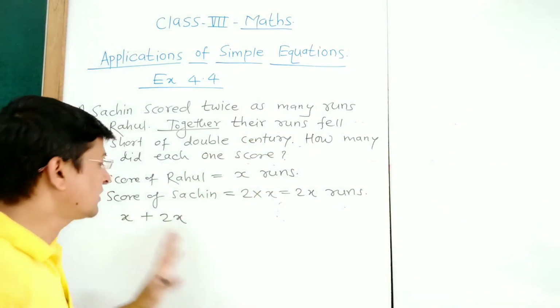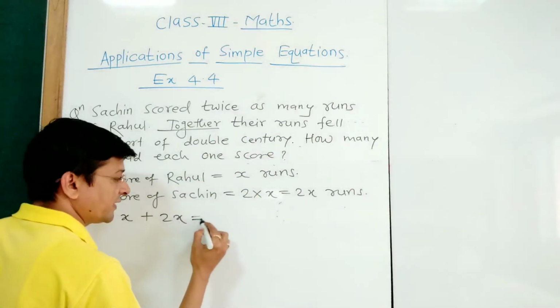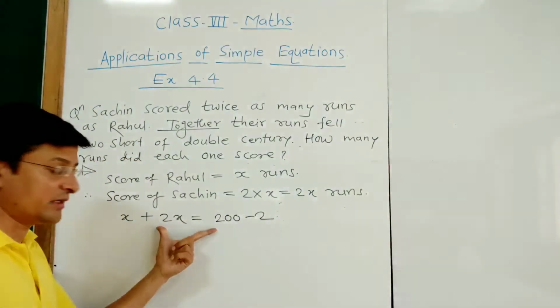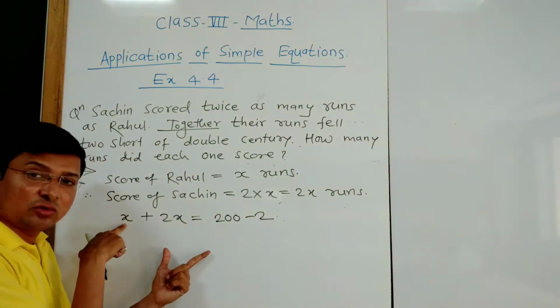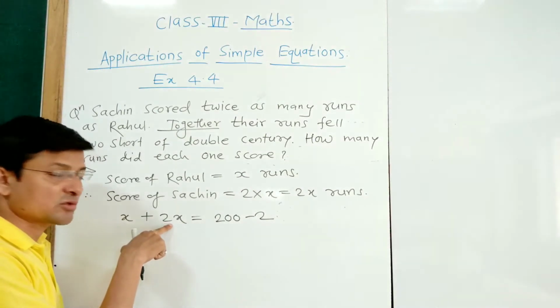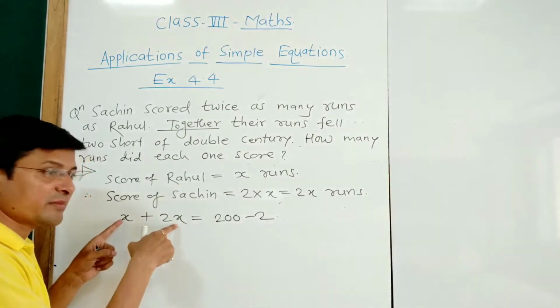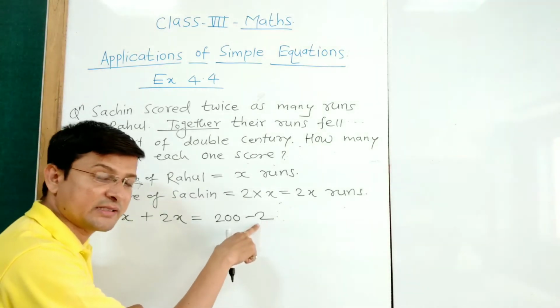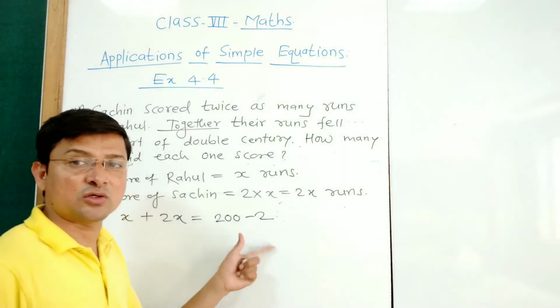That means for 200. So, is equal to, we can write 200 minus 2. Okay, see the statement now here. X means score of Rahul. 2x means score of Sachin. Together means their addition. 2 runs short means 2 runs are less for double century, that means for 200.